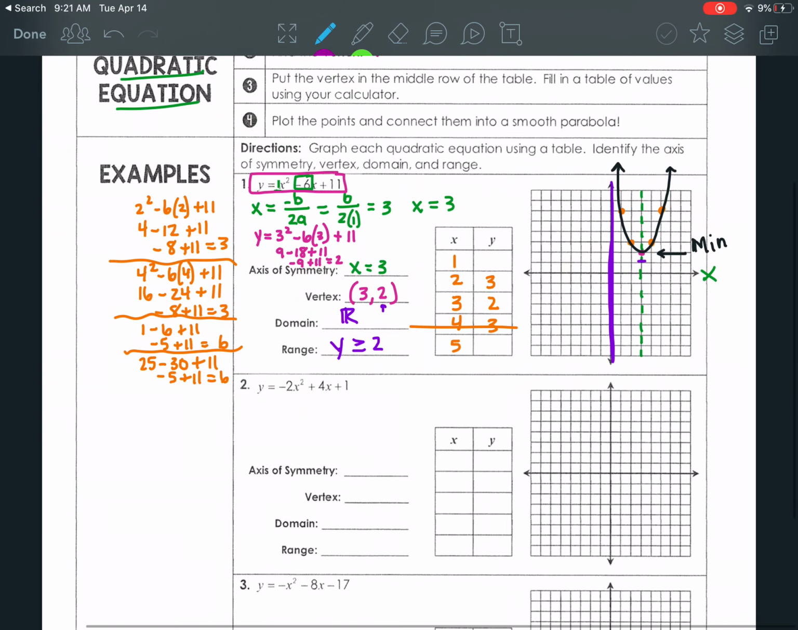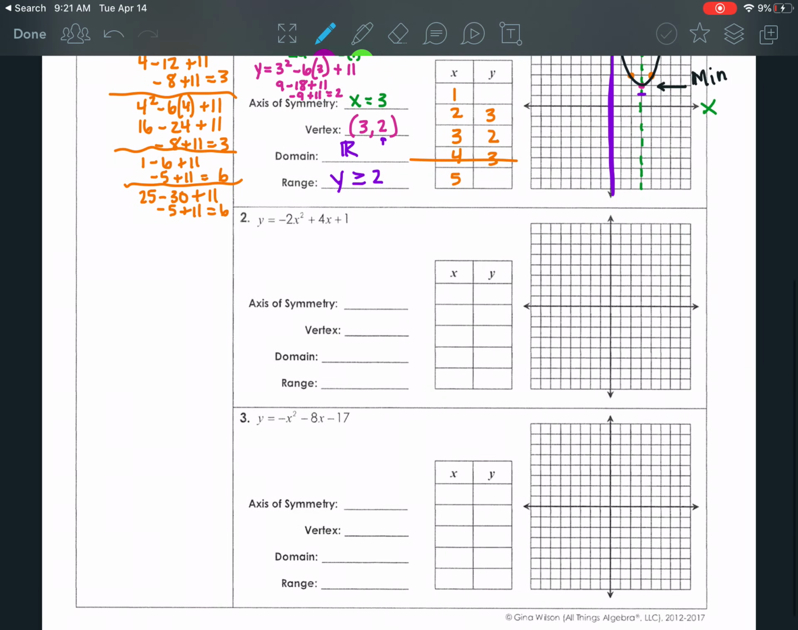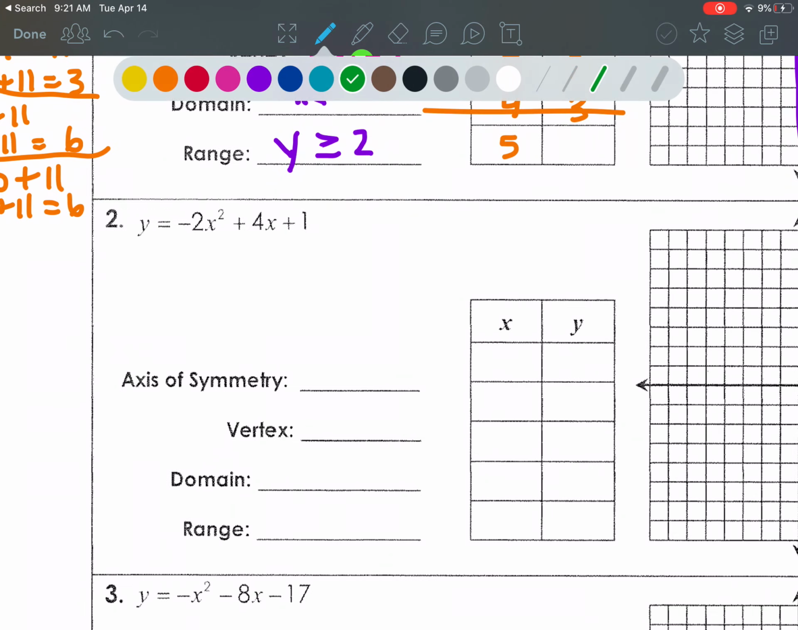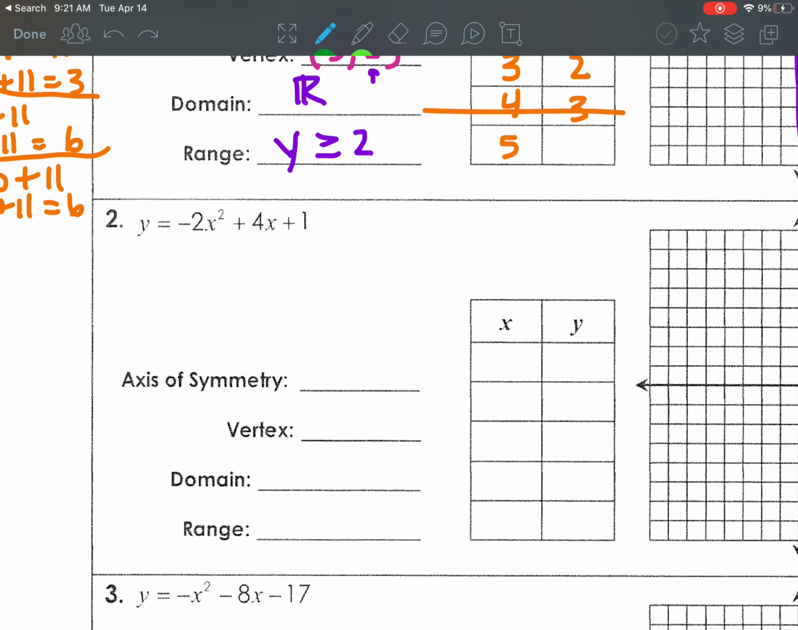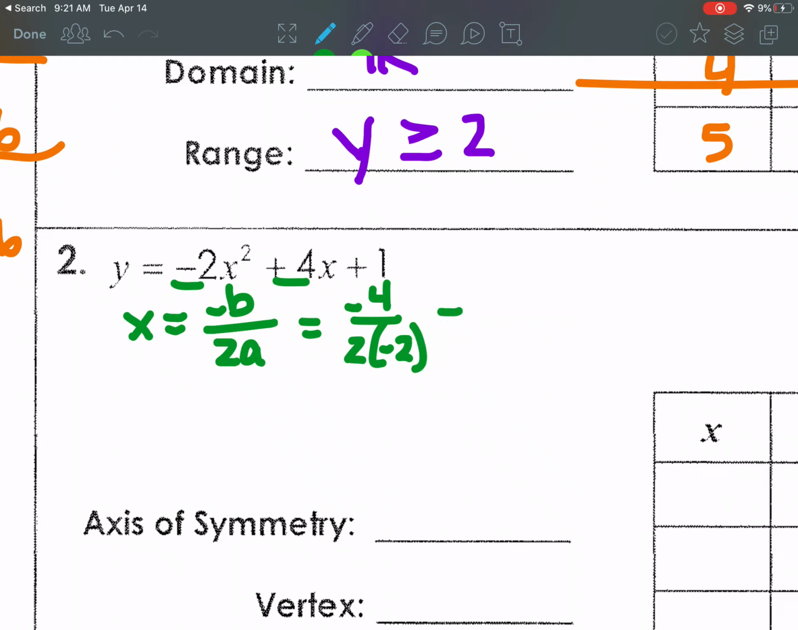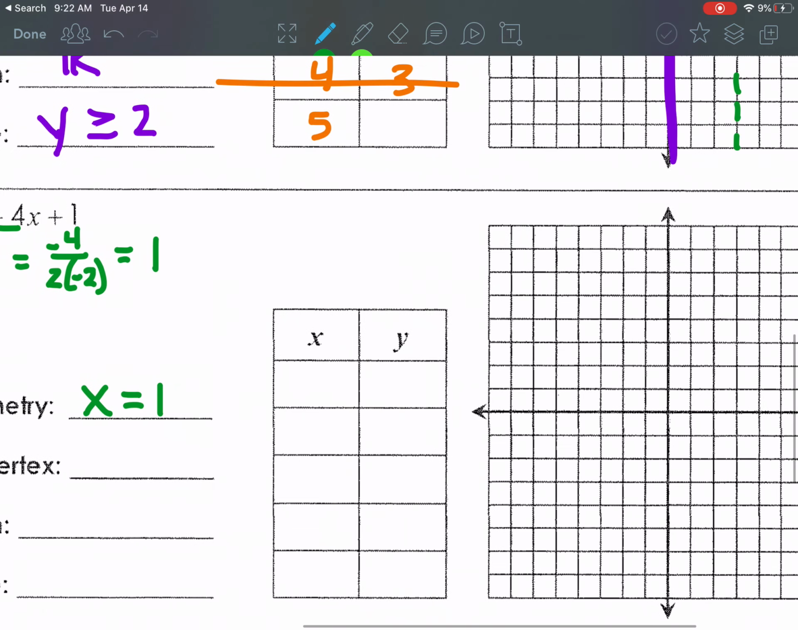Okay, so there's the first example. I'm going to do a couple more with you because you will have different types of examples on your math Excel homework. So again, first step, find the axis of symmetry. So x equals negative b over 2a. Opposite of b is negative 4. 2 times, in this case, a is negative 2. So negative 4 over negative 4 is positive 1. So our axis of symmetry is x equals 1.